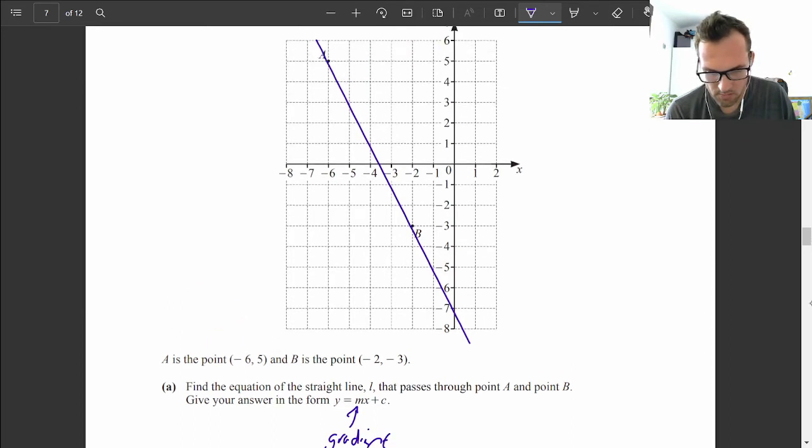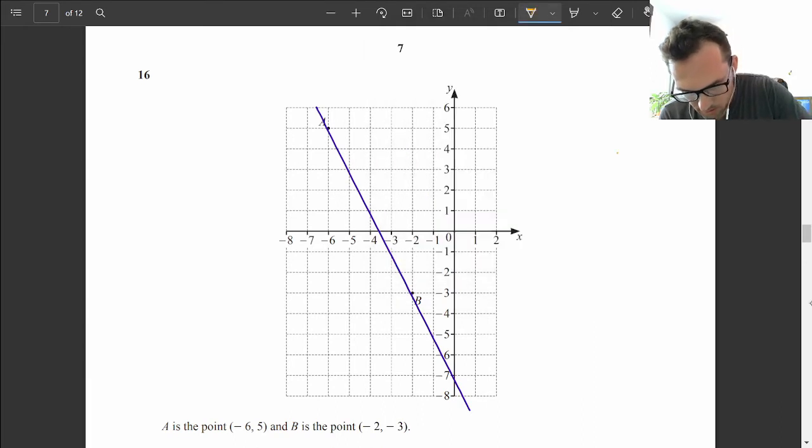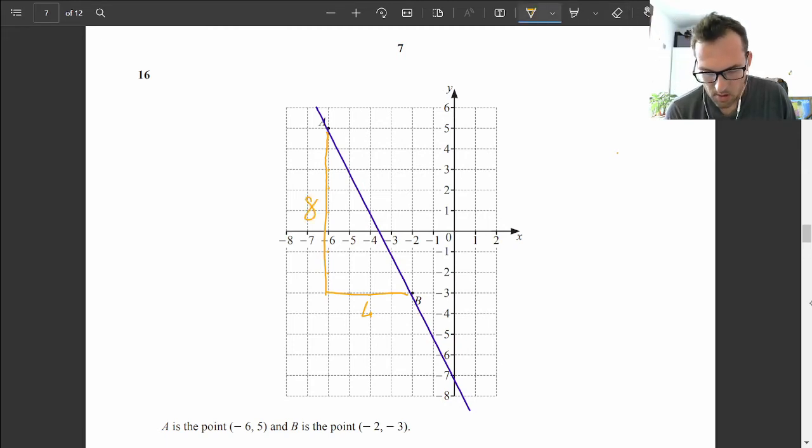Now we've got 2 ways to find the gradient here. We can look at the rise over the run. So let's make ourselves a right angle triangle. Count that: 1, 2, 3, 4, 5, 6, 7 squares going up. 1, 2, 3, 4 squares going sideways. No, it's 8 squares going up. Sorry, yeah. Make sure you count this right. 8 squares going up.